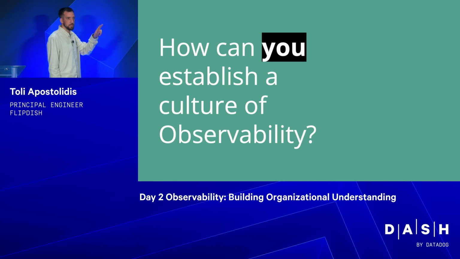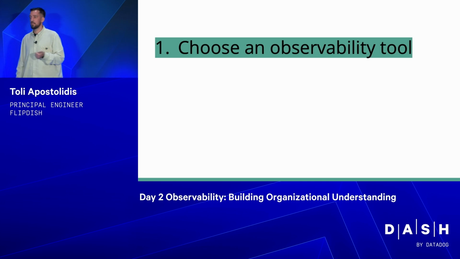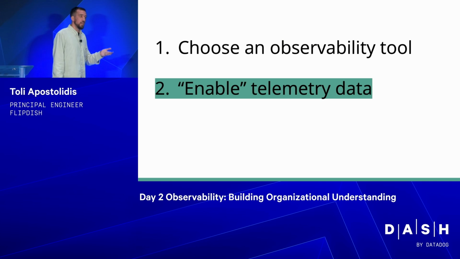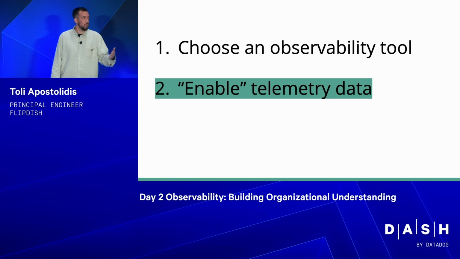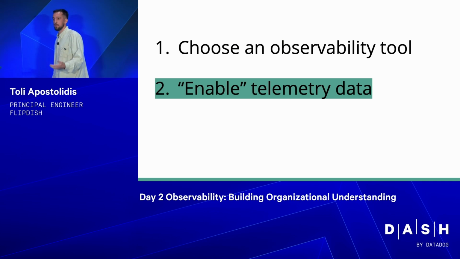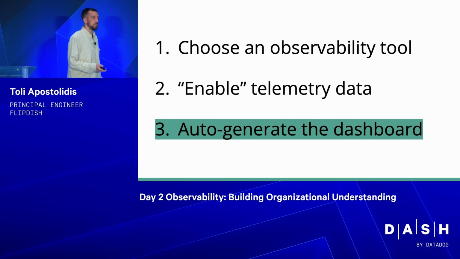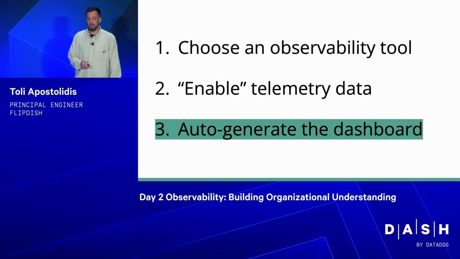But there are three steps. You choose your observability tool. You might choose Datadog. You enable your telemetry data, as we saw in the keynote earlier. It's a lot easier to enable all the telemetry data, enable all the traces, and then auto-generate the dashboard, which Datadog does for you really well, and then you're done.